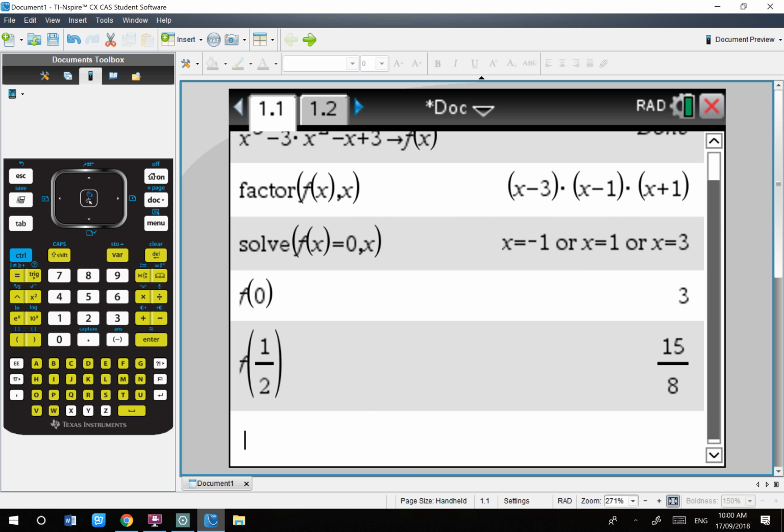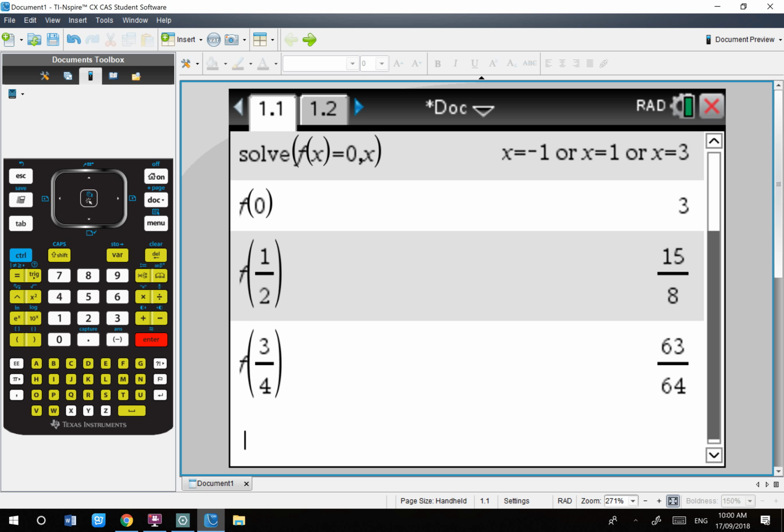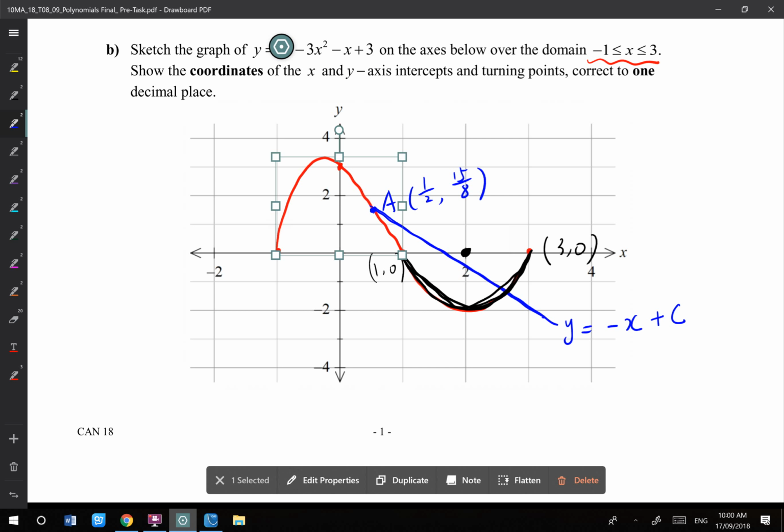Back to the graph page. I just need to type f bracket 3/4, because that means when x equals 3/4, what does y equal? Press enter, I have 63/64. So y equals 63/64. But you need to remember what you define the function as. You define the function as fx. So that's 63/64.